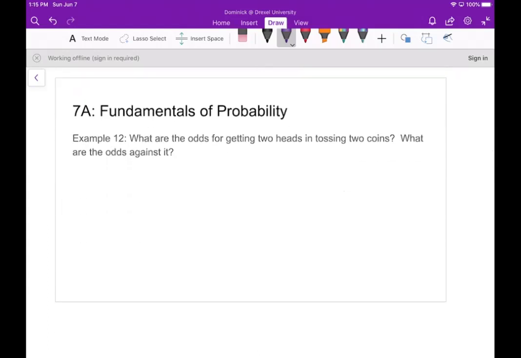So for example, what are the odds for getting two heads when tossing two coins? And also, what are the odds against it? Well, we know that the probability of getting two heads when you toss two coins is 1 out of 4. And the probability that you don't get two heads would then be 1 minus that, so it would be 3 out of 4.